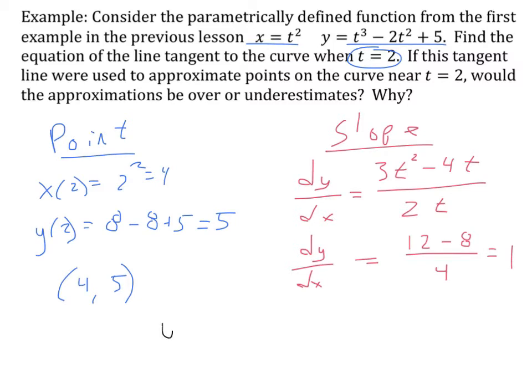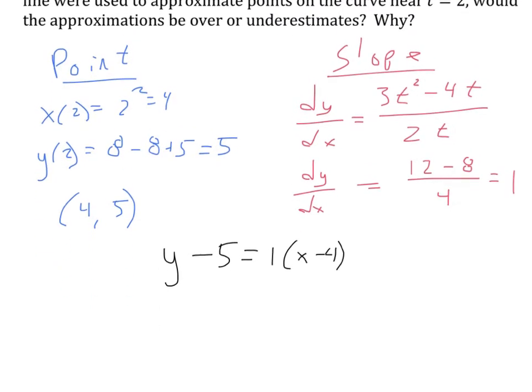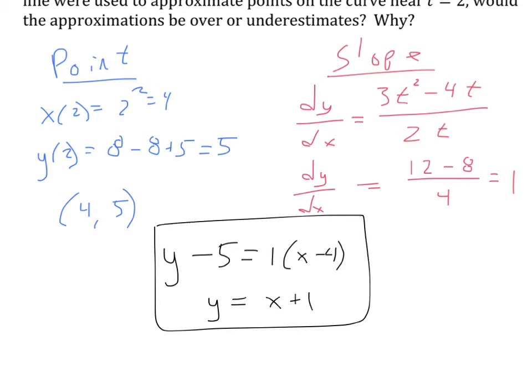So the equation of my tangent line is y minus 5 equals 1 times (x minus 4). And we can leave it in that form, or because that slope is so simple, if we wanted, we could make this y equals x plus 1. Either one of those is fine for your tangent line.